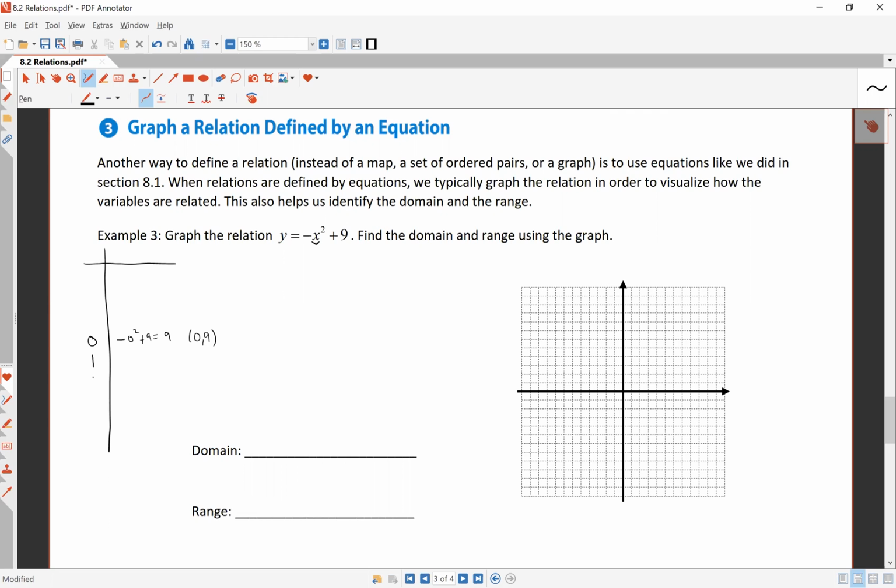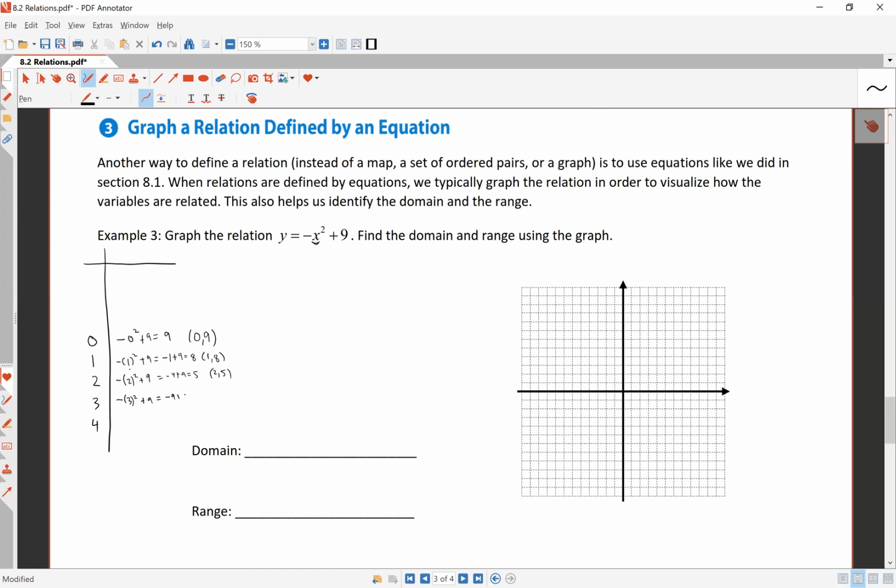We like to go 1, 2, 3, 4 to the right of that. The opposite of 1 squared plus 9. 1 squared is 1 and its opposite is negative 1. And that's 8. The opposite of 2 squared is negative 4 plus 9, which is 5.